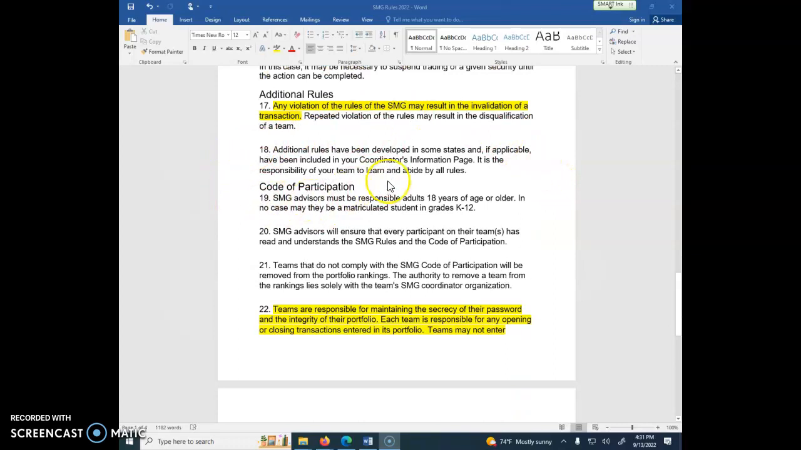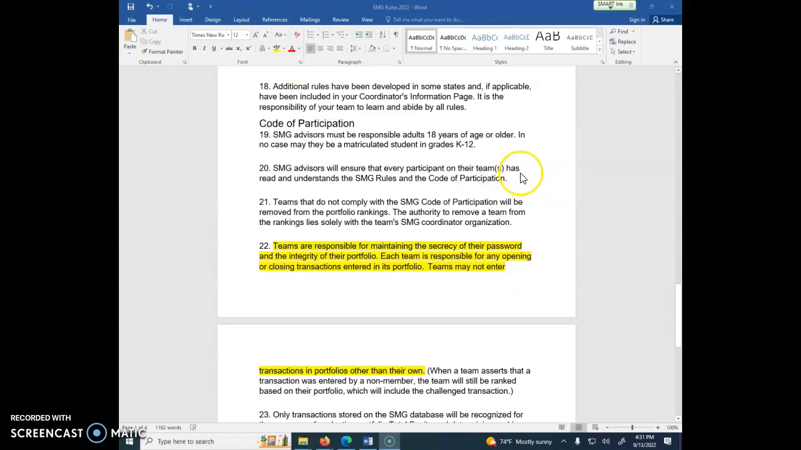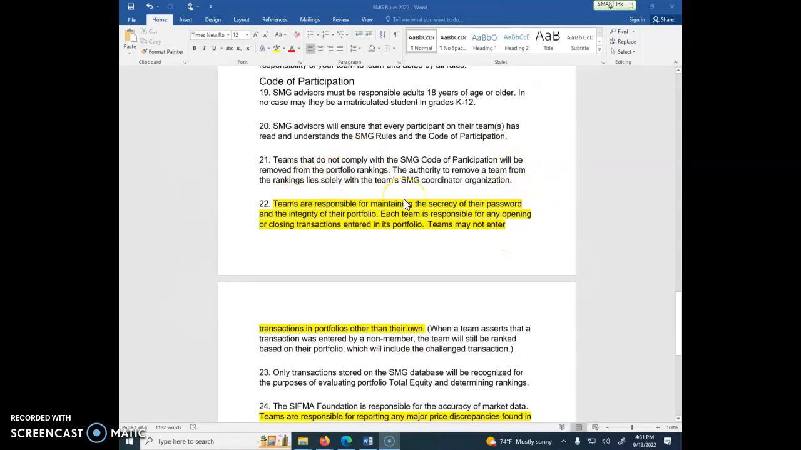There is a code of participation for both me as the advisor as well as for you, a participant in the game. You're responsible for maintaining the secrecy of your password and the integrity of your portfolio. Do not share your password with anyone else who is not on your team. And if by some odd chance you should learn what another team's password is, you never place an order on another team's portfolio. But keep your password secret. It's your team's password. It's no one else's. Teams may not enter transactions in portfolios other than their own.